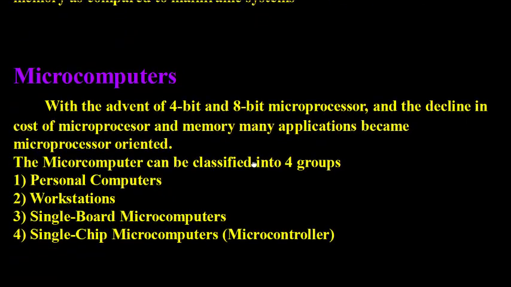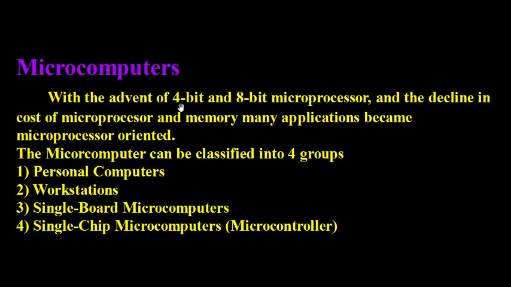Then come the microcomputers. With the advent of 4 and 8 bit microprocessors after the 1970s, there was a decline in the cost of microprocessors and of course memory also. So almost all the applications became microprocessor oriented. During the 1970s we had the 8085 microprocessor, then 8086 and so on. With this the systems became much smaller and much cheaper as compared to the older systems, and we can classify microcomputers into four types.